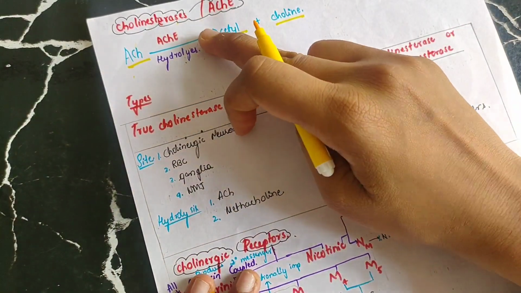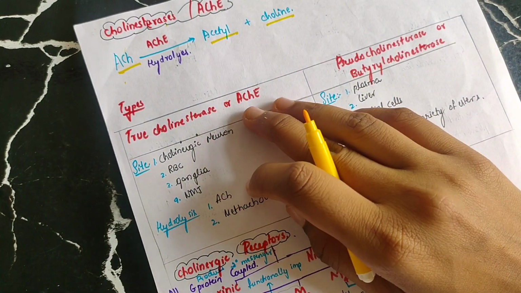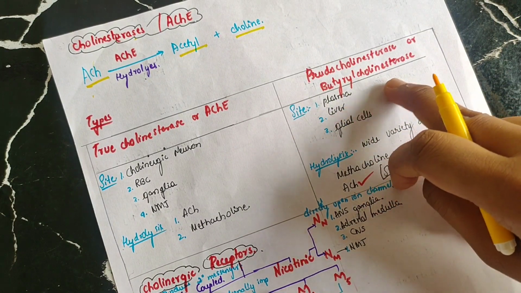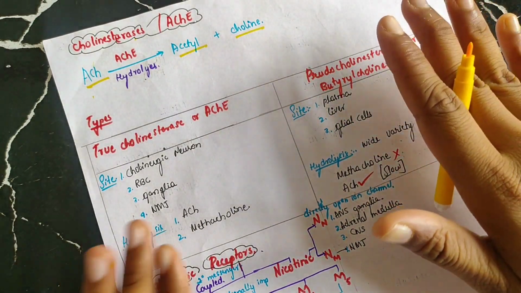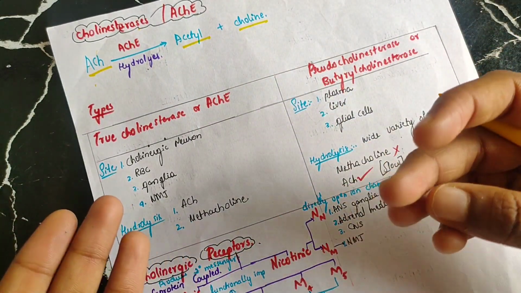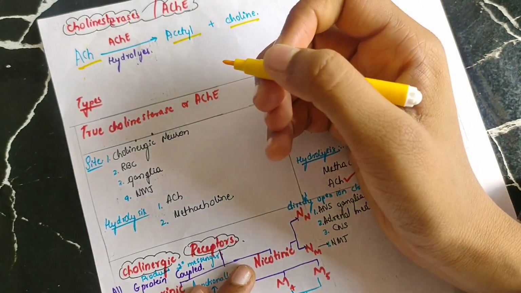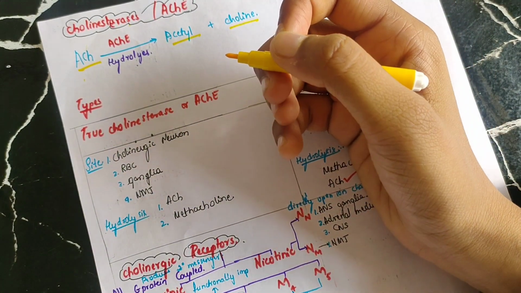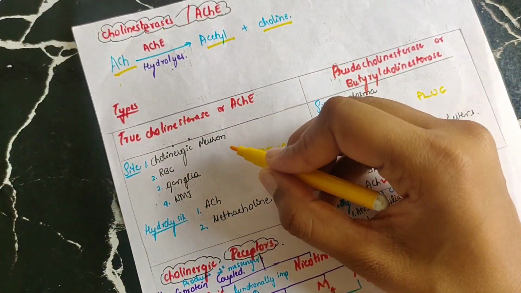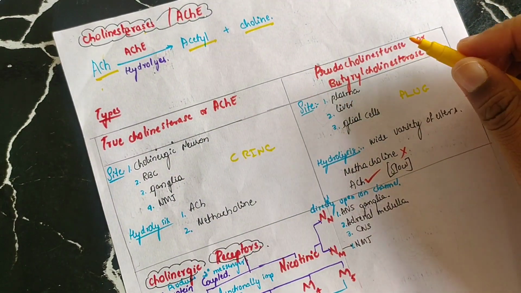There are two types of cholinesterase: true cholinesterase and pseudocholinesterase. True cholinesterase is also known as acetylcholinesterase, and pseudocholinesterase is also known as butyrylcholinesterase. You need to know the difference between those two. The site will be different, and which substance each hydrolyzes will be different. There is a site where true cholinesterase is present, and a site where pseudocholinesterase is present.